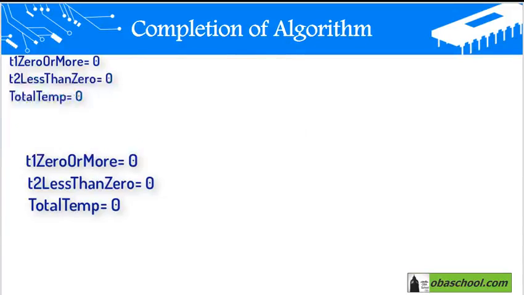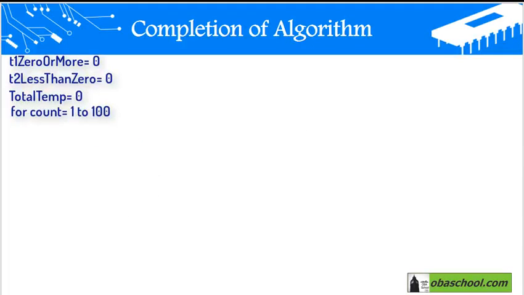Then we use the for loop to make the first task that it needs to round 100 times to input 100 temperatures. So we write for count equals 1 to 100. We mean by it that the for will loop till the count reaches 100.